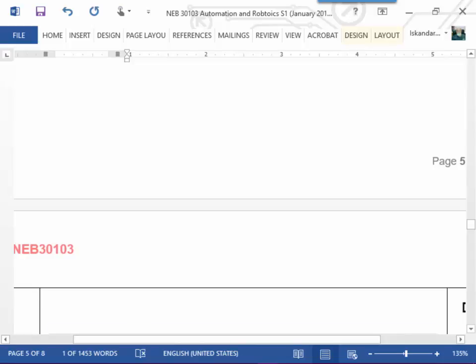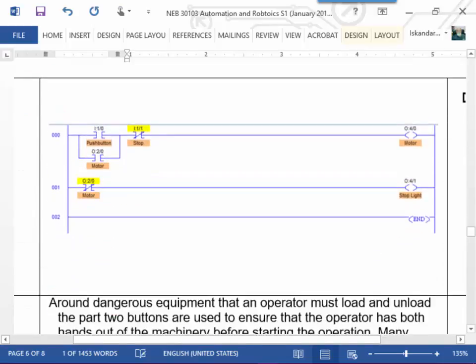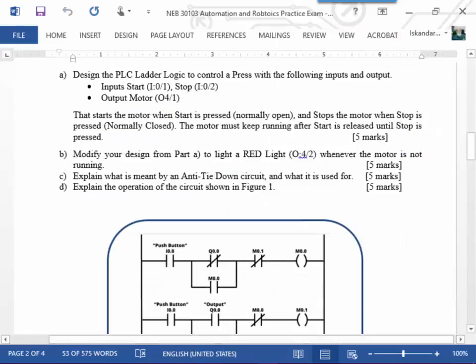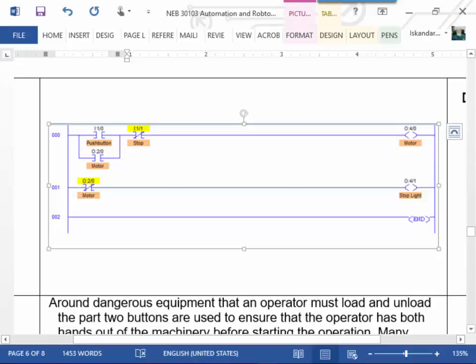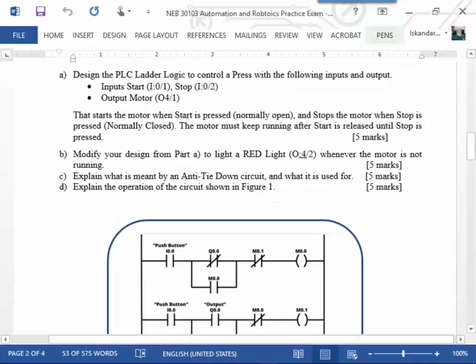Okay, the next one, we look at that. Modify that to light a red light whenever the motor is not running. That's just simply adding this line right here. The motor, if it's not running, turns on the red light. That's all we've done to that particular one. So it's just simply adding that.